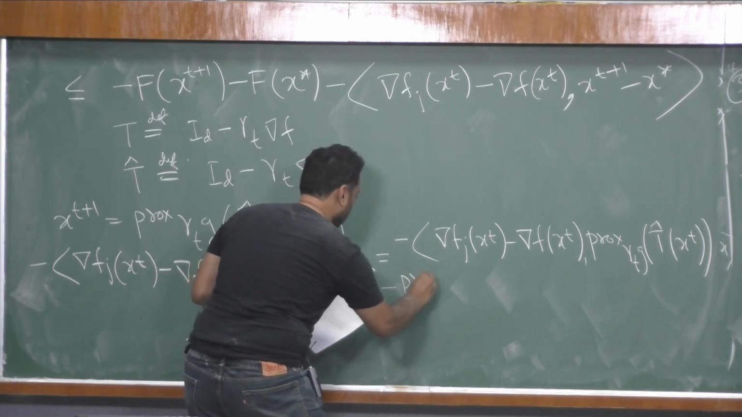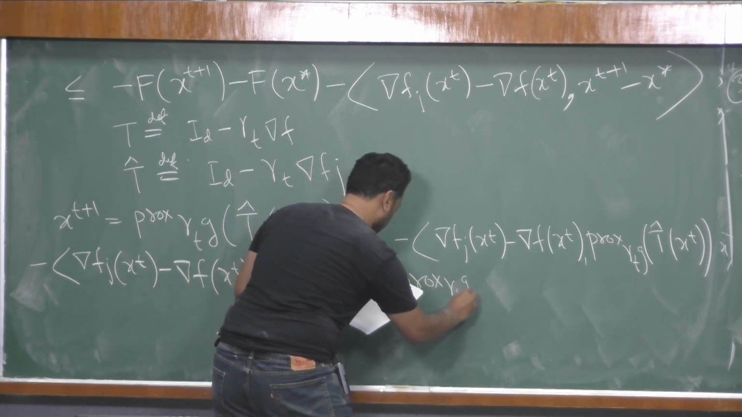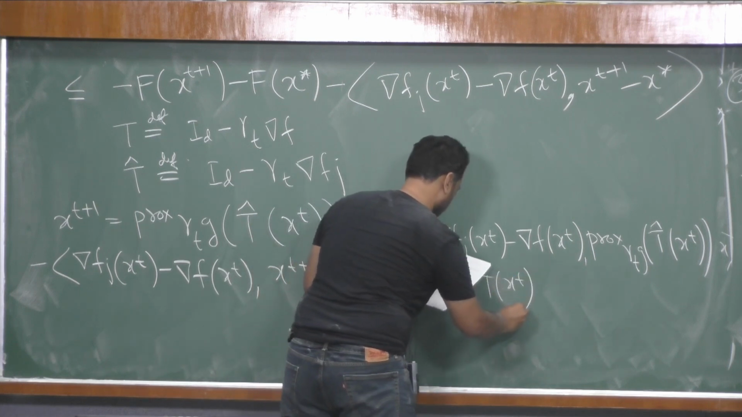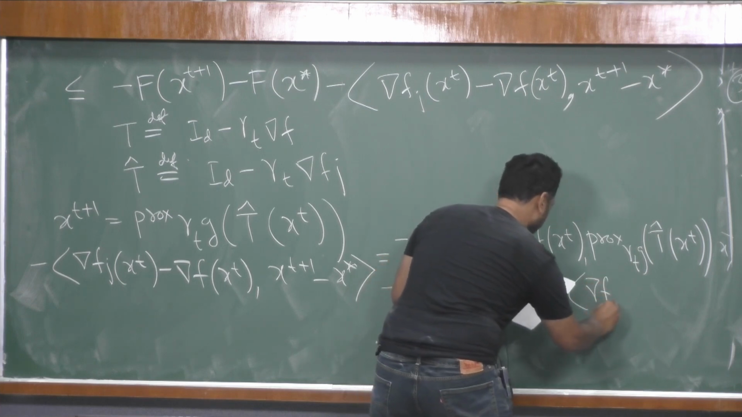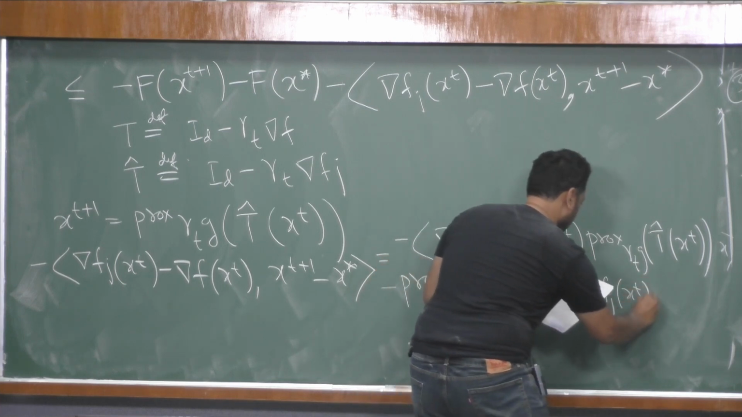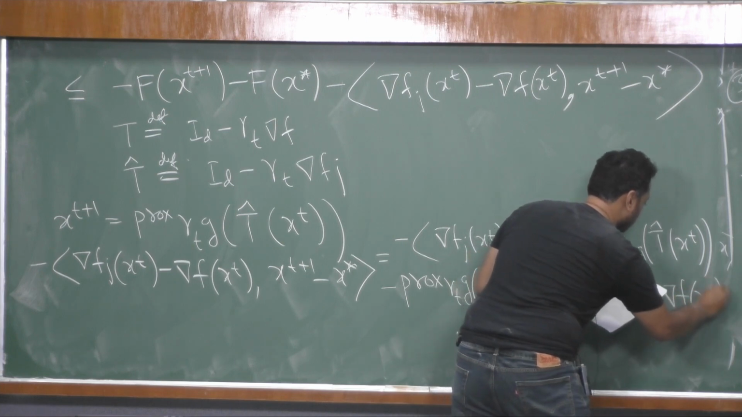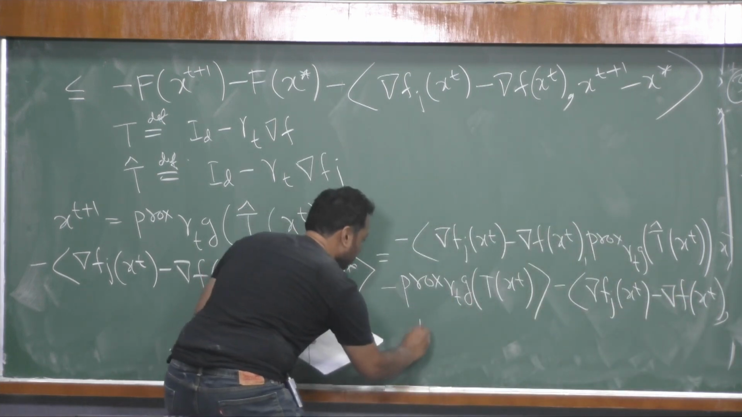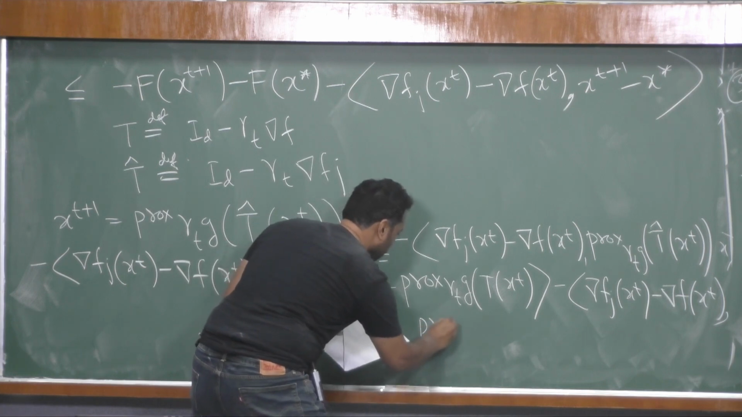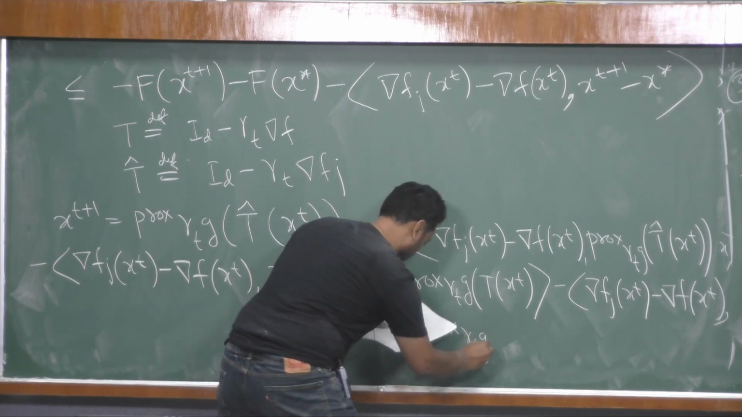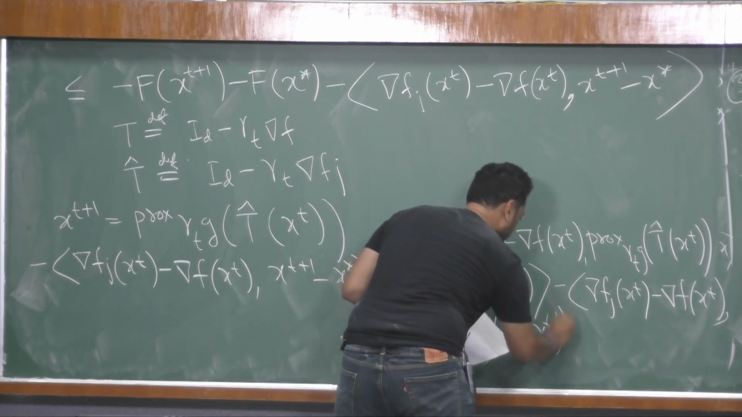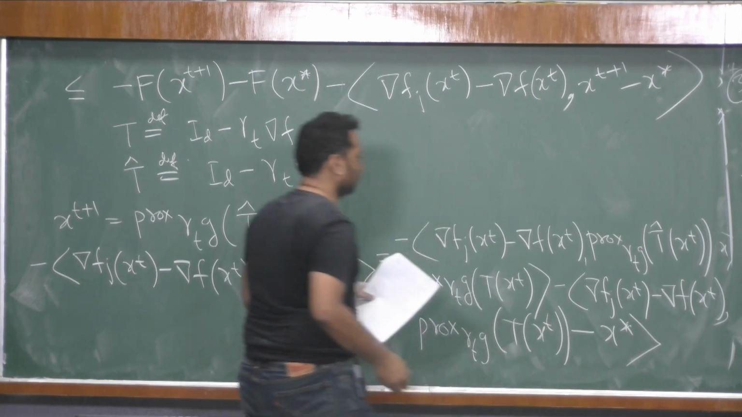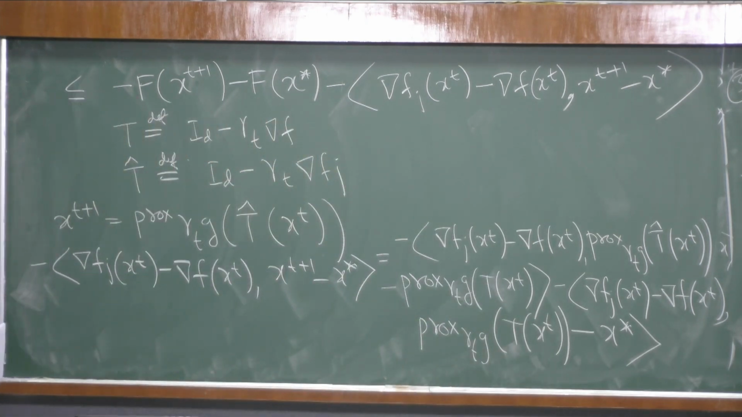minus the proximal of gamma_t g, T x_t, and then we have another one, grad f_j(x_t) minus grad f(x_t), and then the first one we subtracted, we are adding that. So the proximal of gamma_t g, T x_t, and then minus x star. Okay, so we fit this on one board, but I hope it's not very confusing, because that continues here.